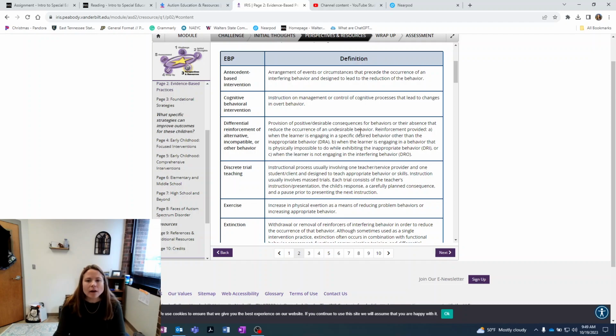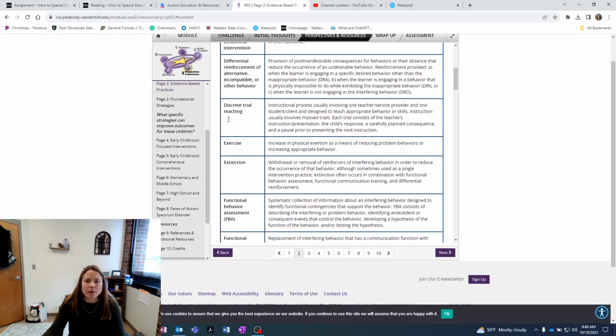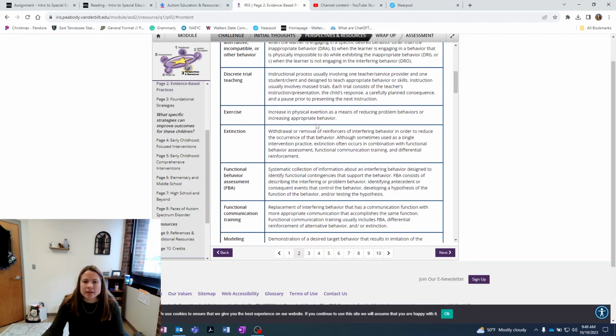Cognitively, what kind of management or control could we teach, or skills to help that child avert that behavior? We also have to look at how we are reinforcing the types of behaviors that we look at. If the learner's engaging, do they understand? Are they exhibiting that inappropriate behavior still? And how do we help them? How do we intervene?